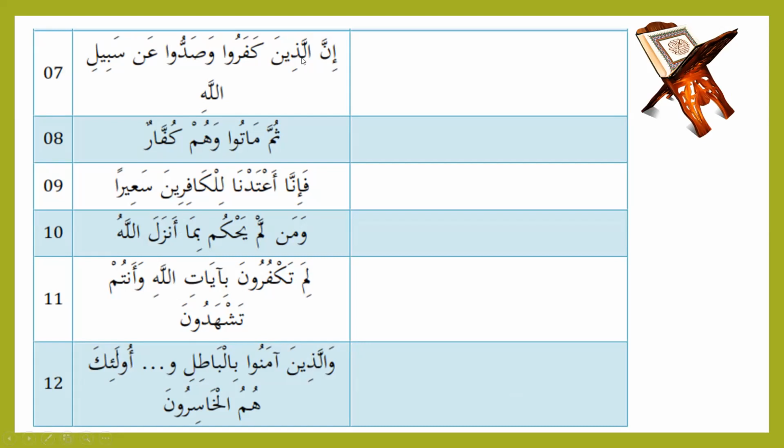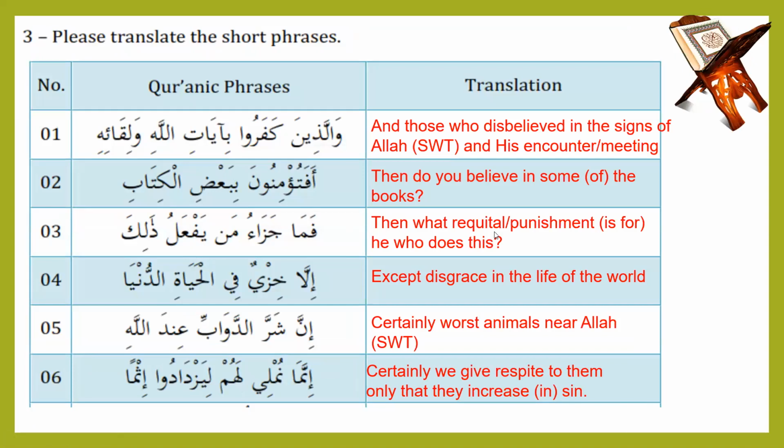Excuse me, Sheikh, before you go on, I have a question. Can you please go back to the previous slide? In the translation of number 5, Inna sharra dawabi inda Allah is translated as certainly the worst animals. Could it also be translated as the evil of the animals? Would that be wrong? Evil will be correct too. The evil of the animals, you can say that. The worst animals, you can say. Both are correct. There is no issue.